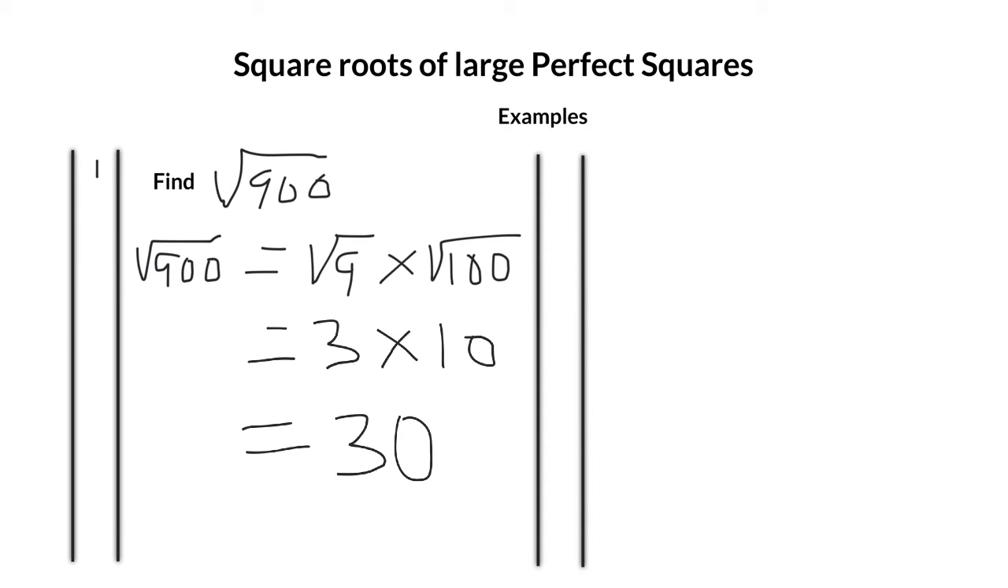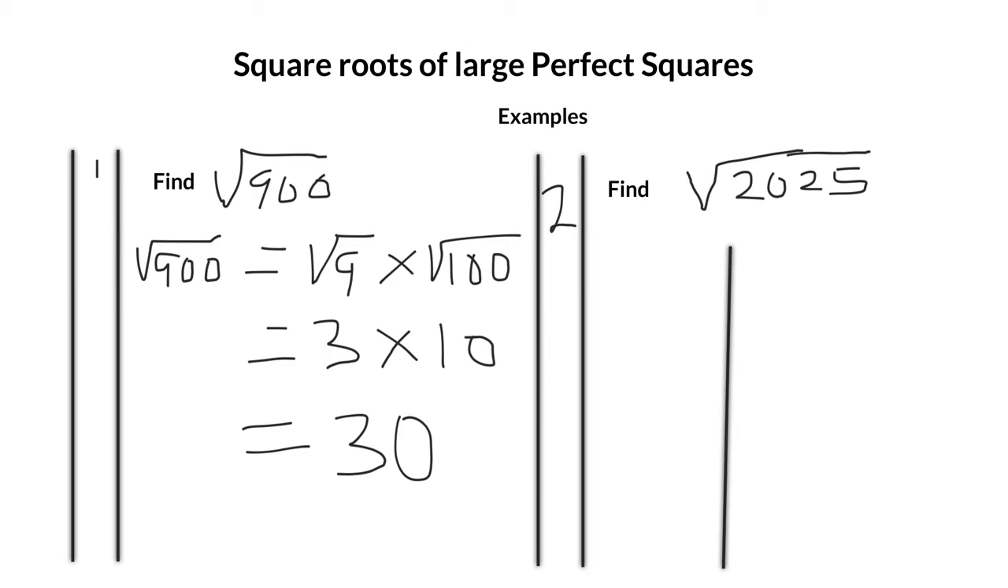Example 2. Find the square root of 2025. To find the square root of 2025, you will adopt the long division approach. 2025. Now the smallest number that can divide 2025 is 3. 3 into 20 will give us 6. Remainder 2. 3 into 22 will give us 7. Remainder 1. 3 into 15 will give us 5.